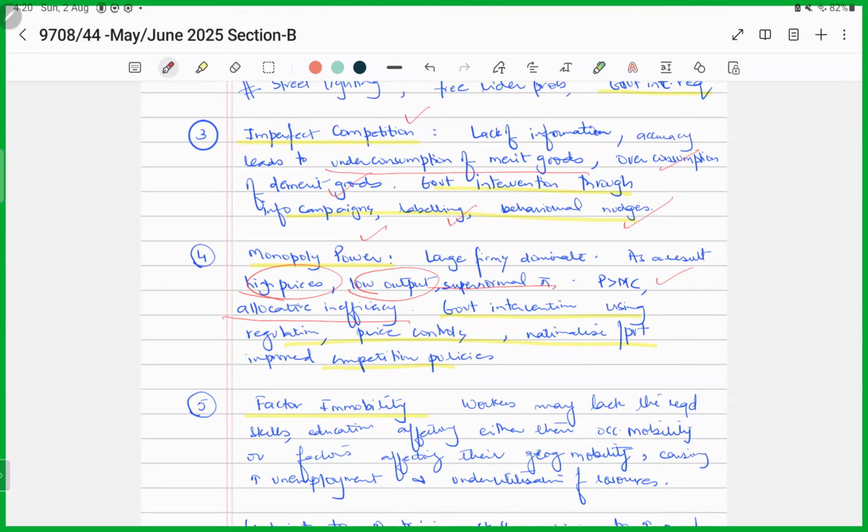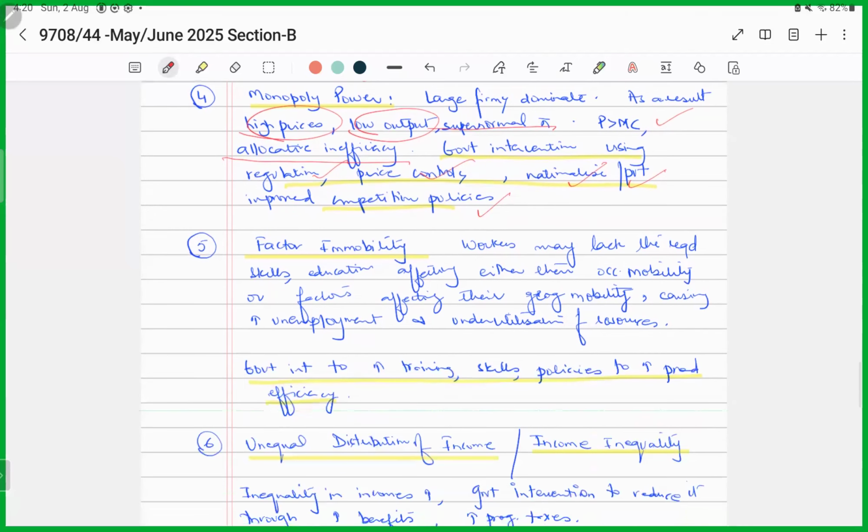So this is the situation when government intervention becomes necessary, and the government uses regulations and price controls, right? It could impose maximum prices, or it could lead towards nationalization or privatization, depending upon the situation. And it could also combat the situation by providing improved competition policies.